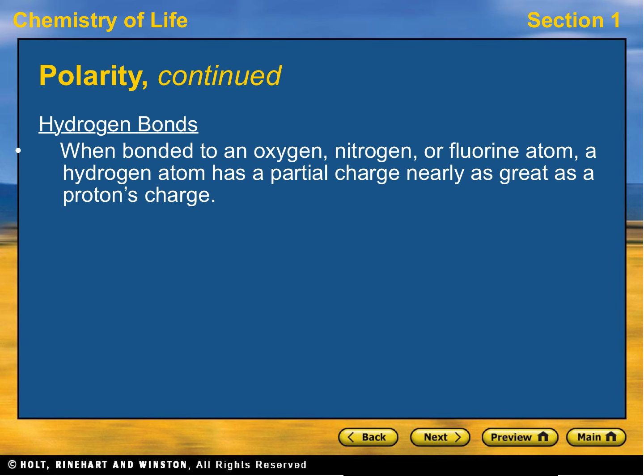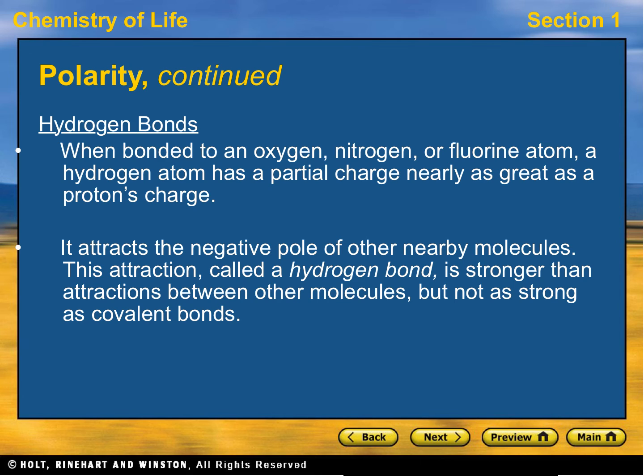And the last thing that we're going to look at today are what we call hydrogen bonds. So when bonded to an oxygen, nitrogen, or fluorine atom, a hydrogen atom has a partial charge that's almost as great as a proton's charge. And the way you can remember this is that hydrogen bonds truly with what we call FON. So we have fluorine, oxygen, and nitrogen. So in a hydrogen bond, the negative pole of other molecules is going to be attracted to the hydrogen atom.